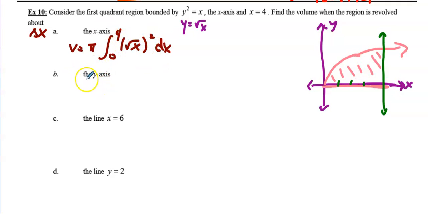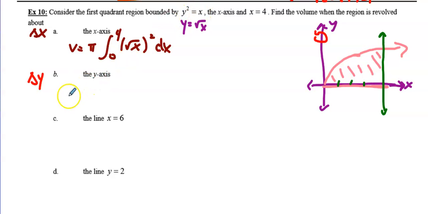Okay, so now we want to rotate around the y-axis. So we're going to go ahead and rotate around the y-axis. So again, since this is a vertical line, everything's going to be in terms of y. So I want this equation. Well, I want x equals y squared.